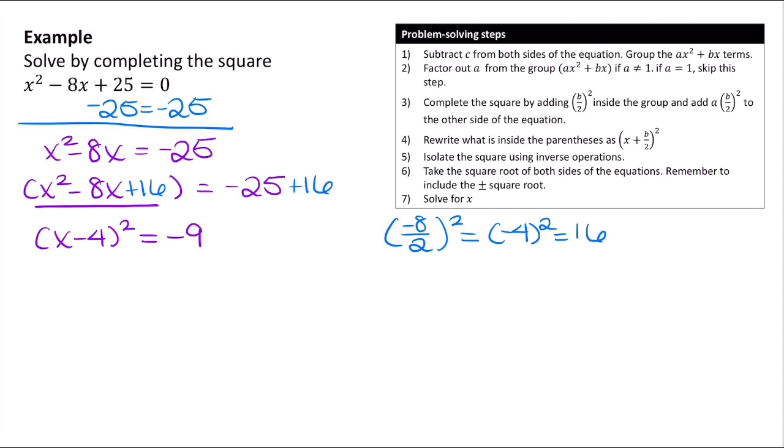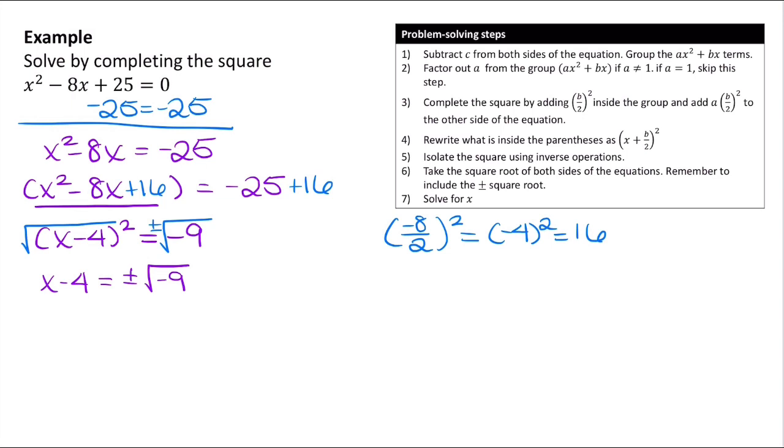So now I can solve by taking the square root of both sides. So I take the square root of both sides, and remember here I have a plus or minus, and so I have x minus 4 equals plus or minus the square root of negative 9. Okay, so that square root of a negative number tells us that we're going to have complex solutions to this expression.